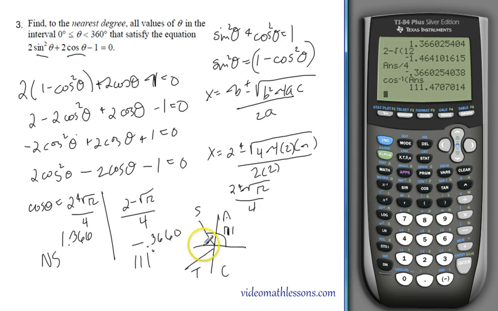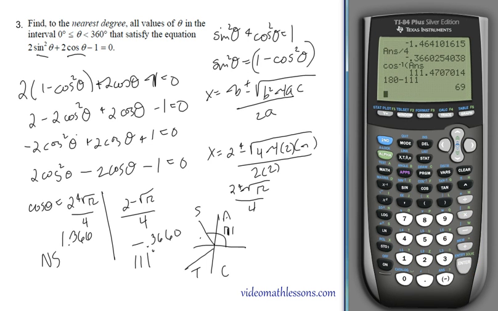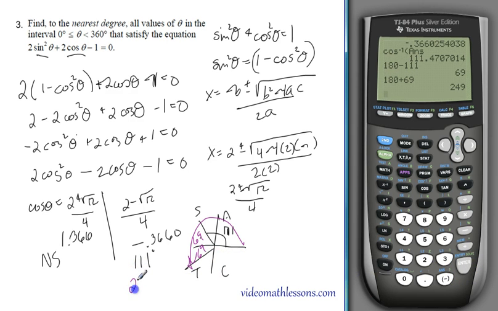All right, now I need to find the reference angle. So I'm going to do 180 minus 111. That tells me the reference angle is 69. Well, put that over here also. So reference angle 69. So now you're going to find all the way from here to here. So it's 180 plus 69. I get 249. So this problem has two answers, 111 and 249.